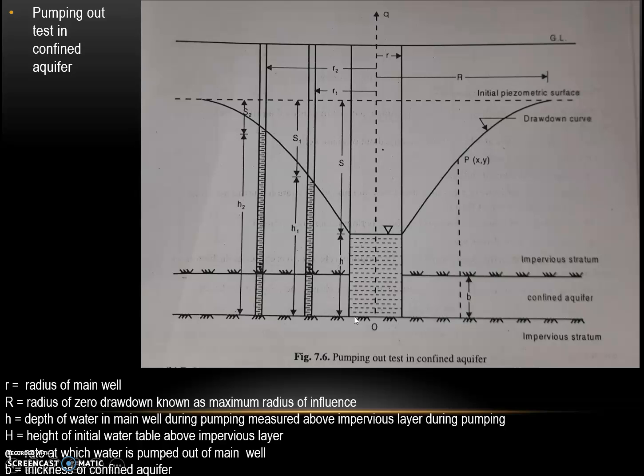Here in this figure, we can see a main well whose radius is r, and there are various wells which are dug at certain points, and the line which is obtained by joining the water level at various points will give us drawdown curve on both the sides. Let the bottom line be the reference point of the confined aquifer, which is sandwiched between impervious stratum.